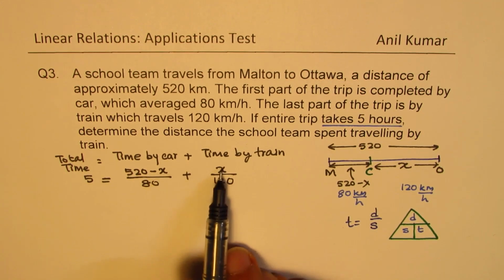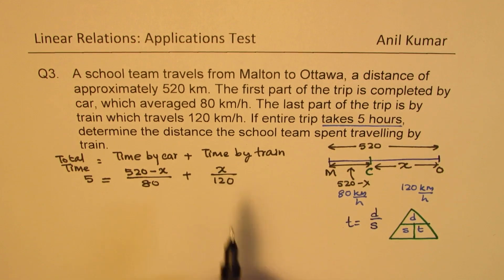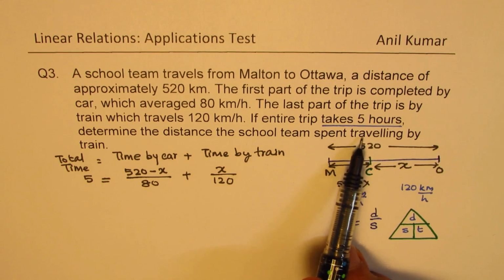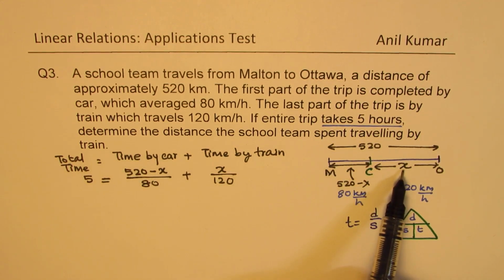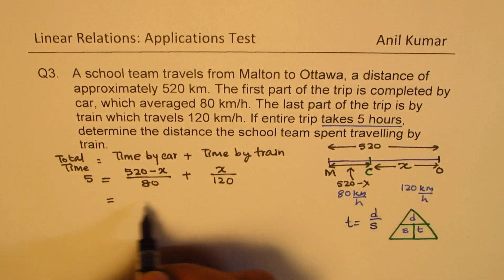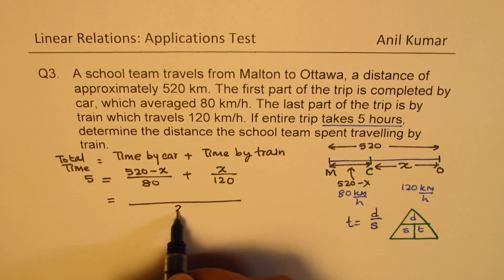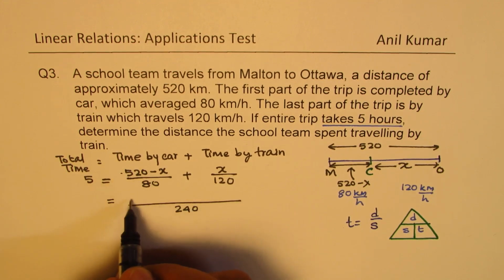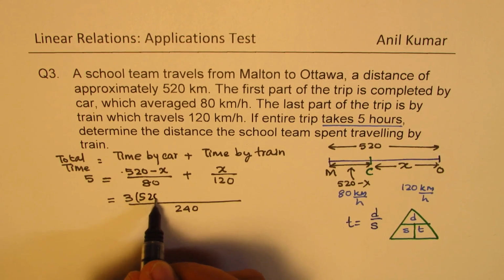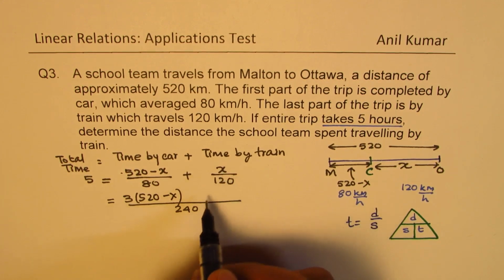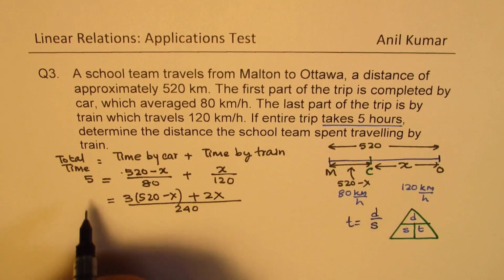In this equation there is only one variable. The question says determine the distance the school team traveled by train, so that is the distance traveled by train, which we need to find. Now we can take a common denominator between these two, which is 240. 3 times 80 is 240, right? So we'll multiply this by 3 times 520 minus x, and we'll multiply this by 2, so we get plus 2x, and here we have 5.